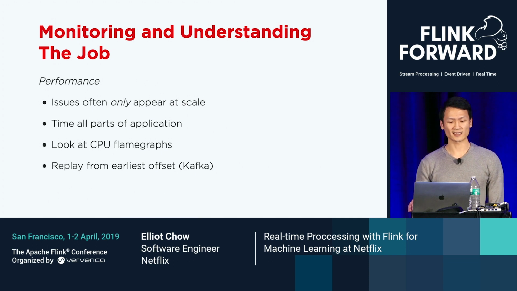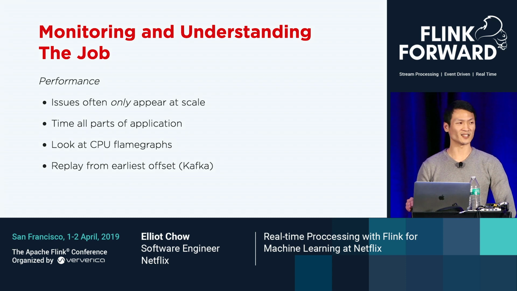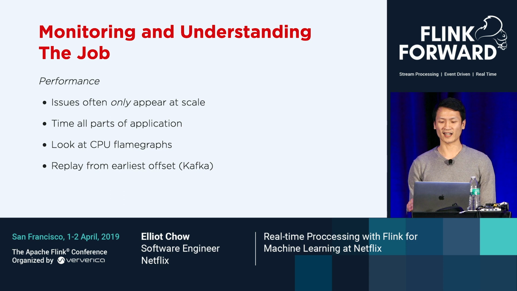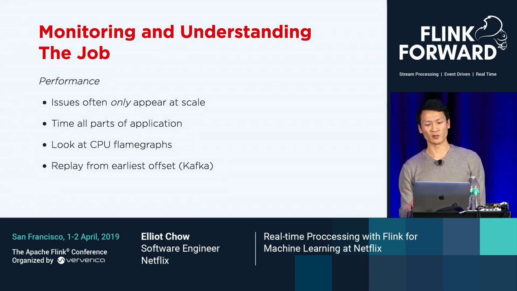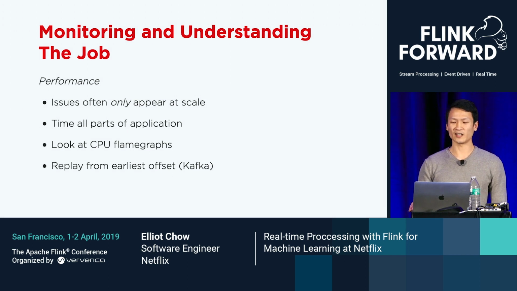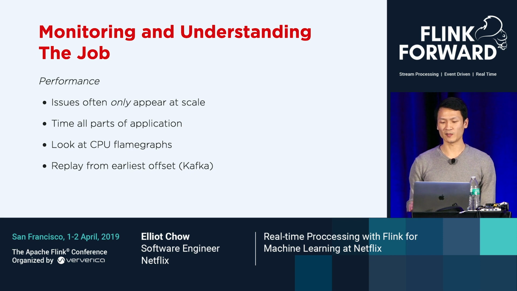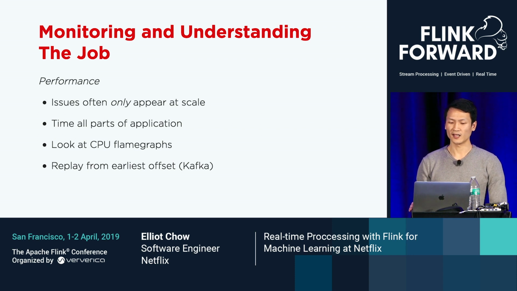For performance-wise, what we noticed was that most of our issues only really appeared when we were running at scale. So the best way that we had up till now is to deploy some sort of shadow job in our production environment. And this can be costly. And if you have to turn off some of your side-affecting sinks, it may not be exactly the same as what you see in prod. But that kind of is the best way to simulate and see what happens.